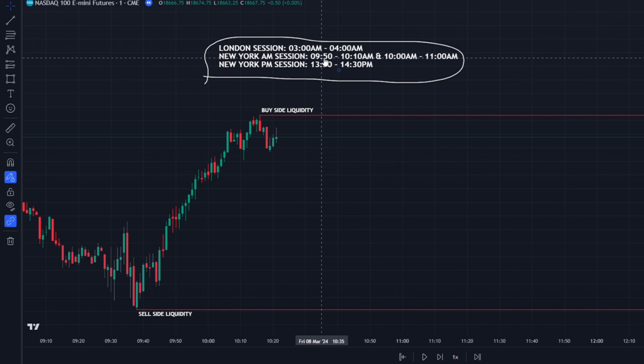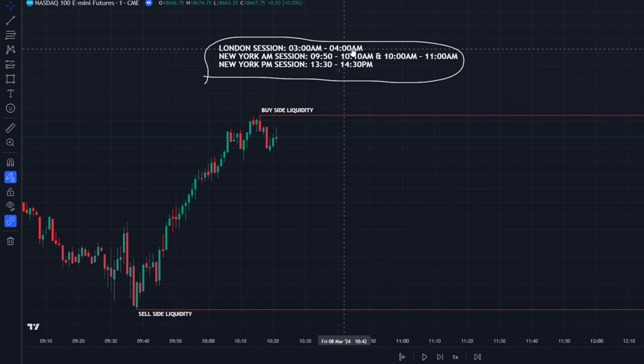But if you can find an A+ setup between 10 and 11 AM New York local time, then you would look to enter off that, and that would be a valid setup. And then for the PM session, it's from 1:30 PM New York time to 2:30 PM, and following with the London session, you've got 3 to 4 AM.